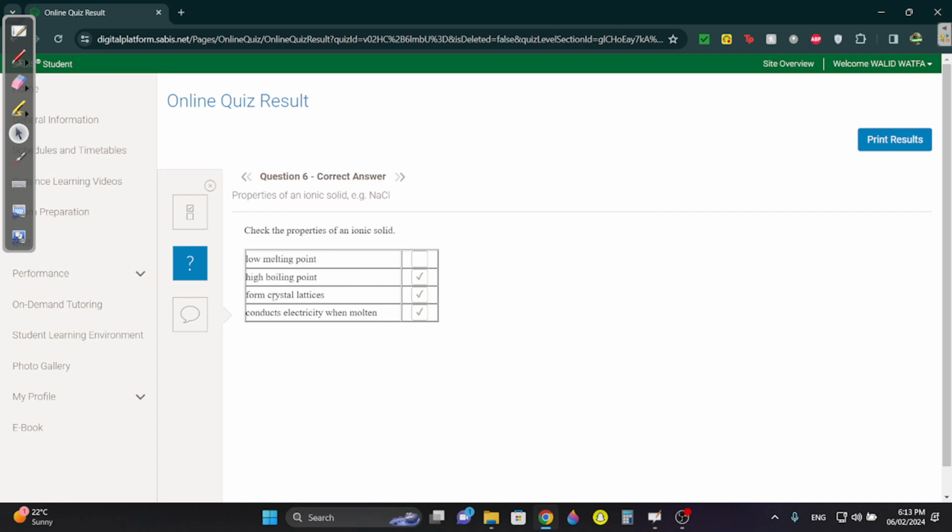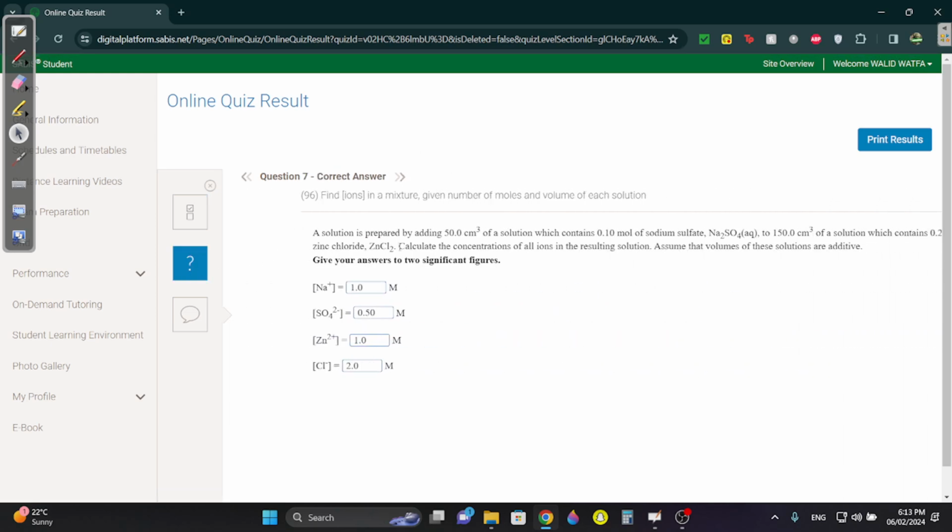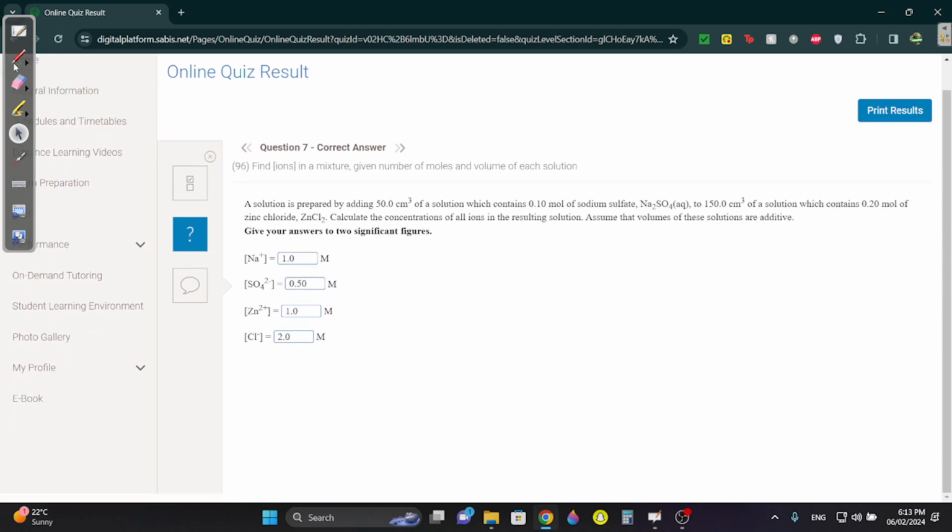A high boiling point, of course. Crystal lattices. Oh, this is old. Question 7. Okay. I think I have the answer for the question.